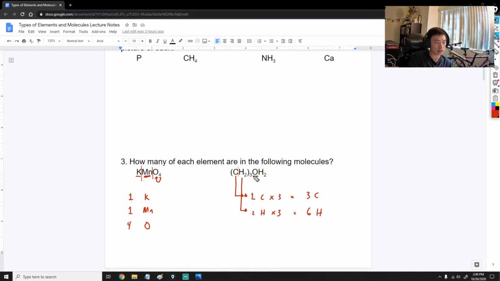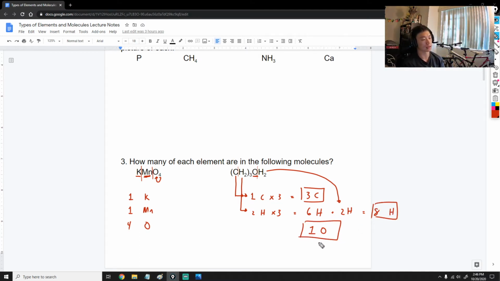Outside the parentheses, it looks like we have 1 O because there's no number behind it. So we would have 1 O. And then it looks like there's 2 more H's outside the parentheses. So that means we would just have to add 2 H's. And this comes from right here. So that means for our final answer, we have 3 carbons, we have 6 plus 2, we have 8 hydrogens, and we have 1 oxygen. And that is what makes up those molecules.